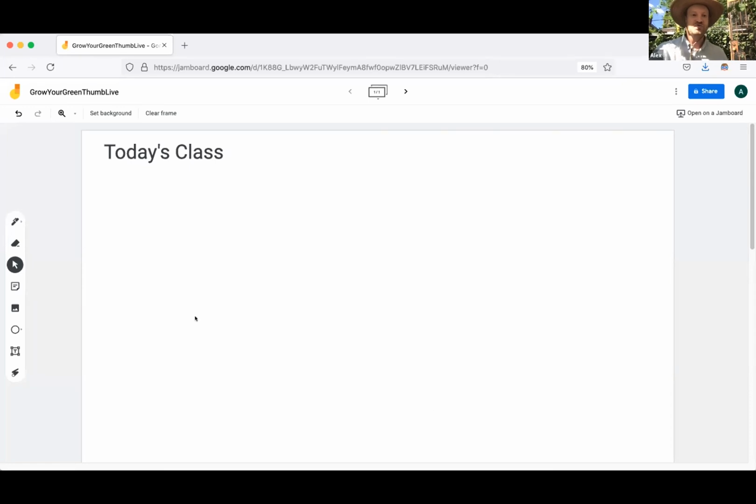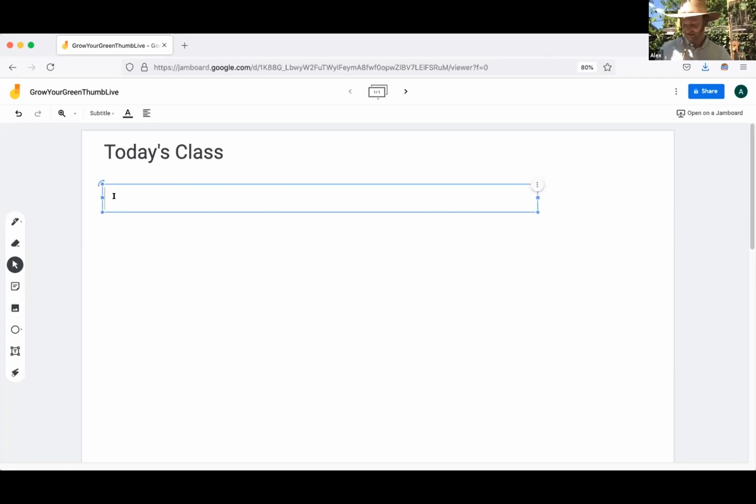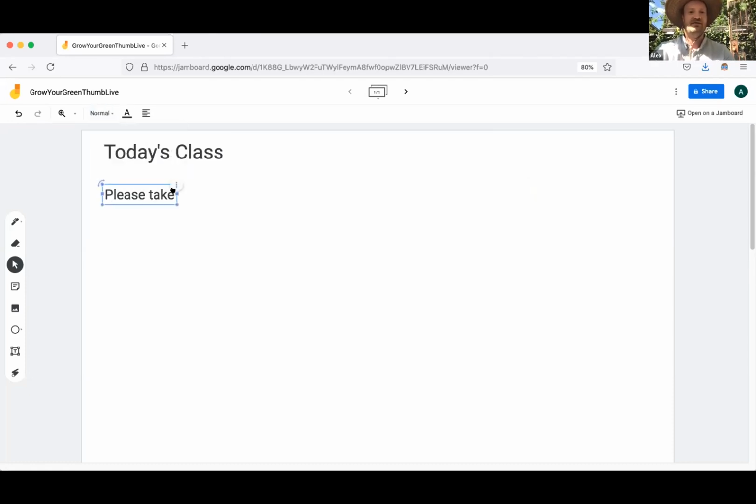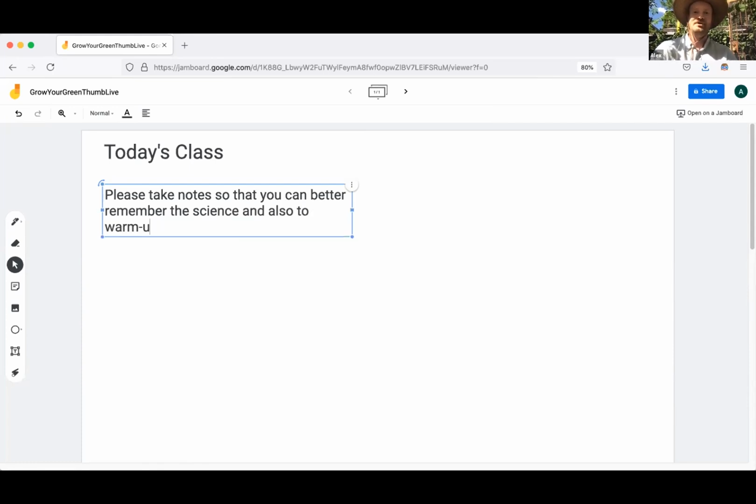So I encourage you to take notes along with me. I'm going to be using this Jamboard technology here, and we'll do a little bit in today's class. Let me lower this font. Please take notes so that you can better remember the material, better remember the science, and also to warm up your drawing and doodling skills. In the second part, we'll do some doodling.